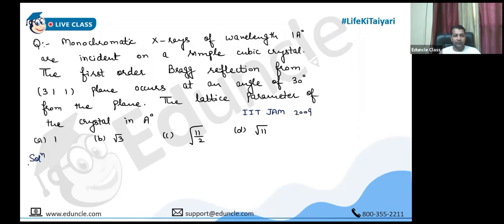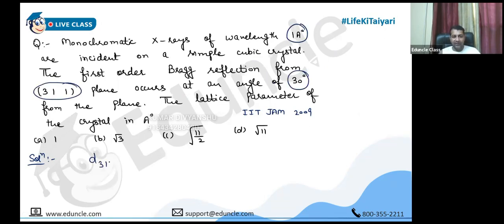You have already solved it, Tarun. Is it? Yes, sir. Correct, your answer is correct. Now, first of all, we have to find d. For that, hkl are given, and a we have to calculate. Lambda is given, theta is given, and hkl is given.